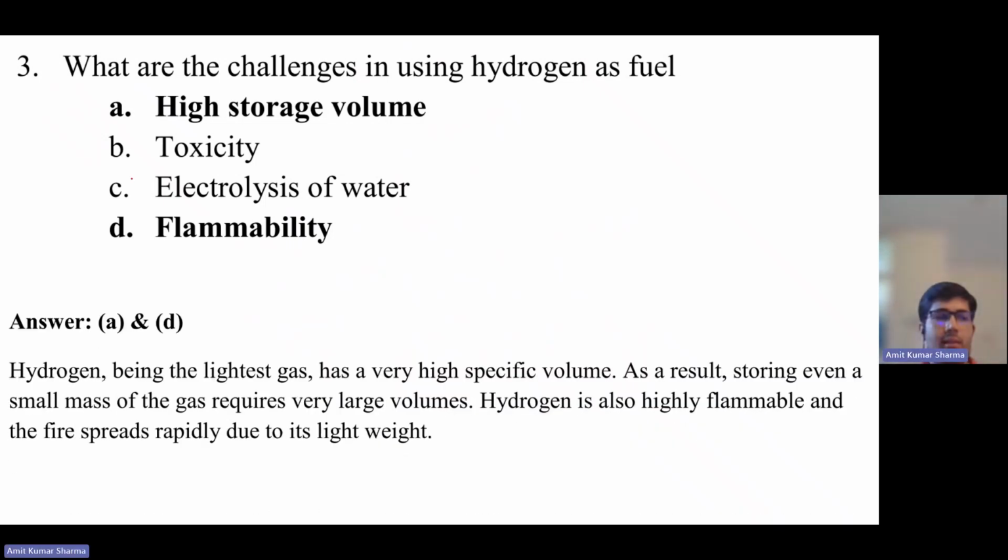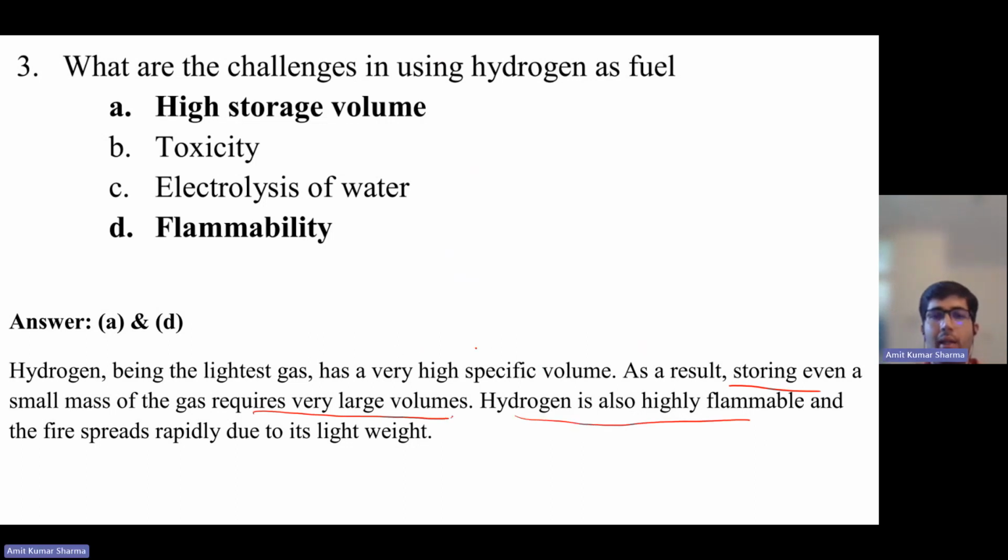So the correct answers are A and D, like high storage volume, because hydrogen, being the lightest gas, has a very high specific volume. Because the density is very low, it has a very high specific volume. As a result, storing even a small mass of the gas requires very large volumes.